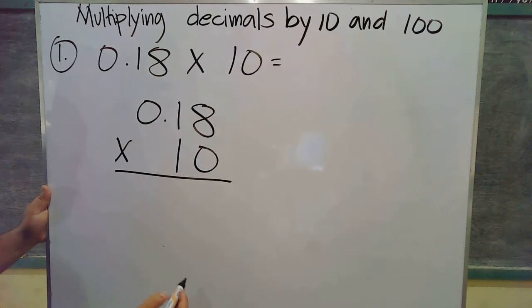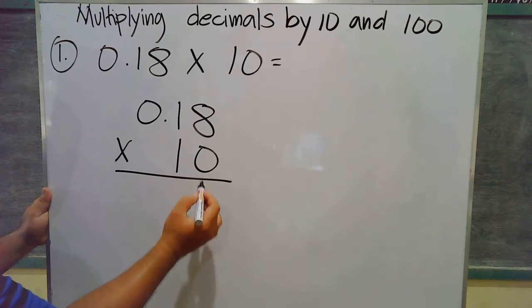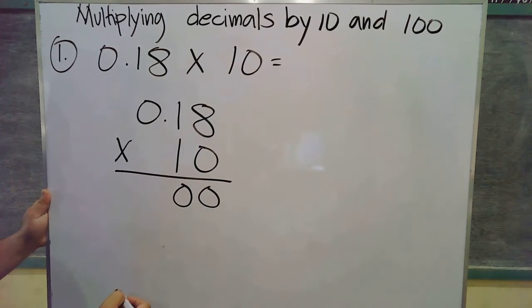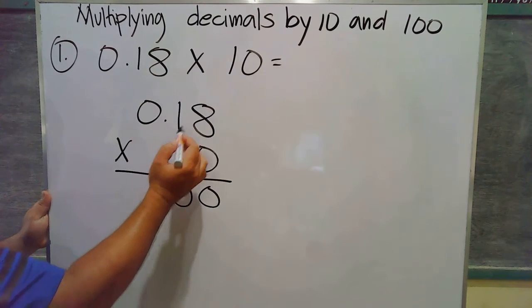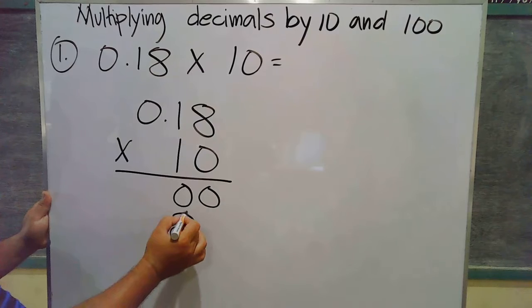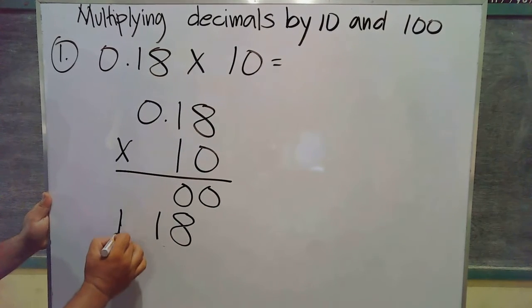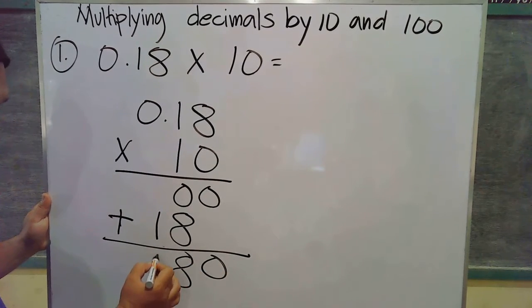So if we're gonna multiply this using the long method, 0 times 8 is 0, 0 times 1 is 0. And here we're gonna proceed. 1 times 8 is 8, and 1 times 1 is 1. Then let's add. We have 0, 8, and 1.